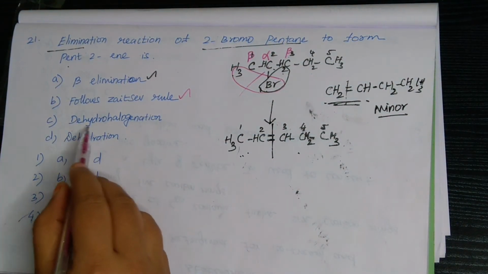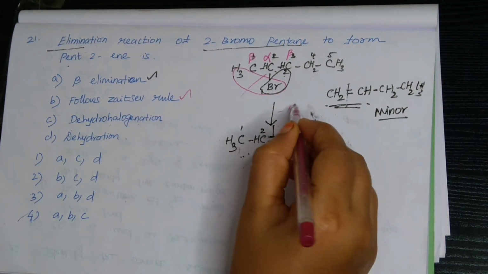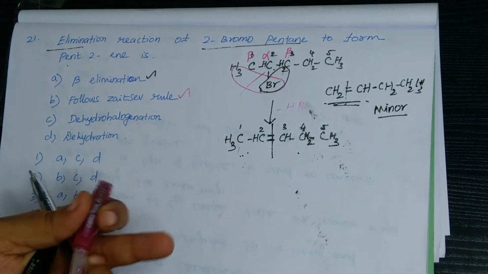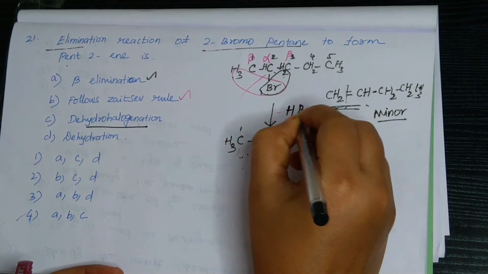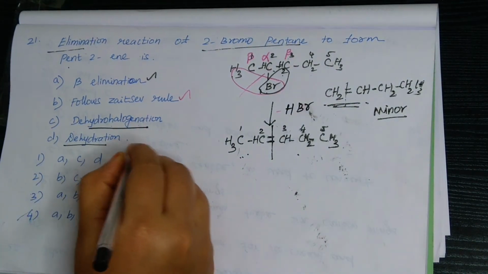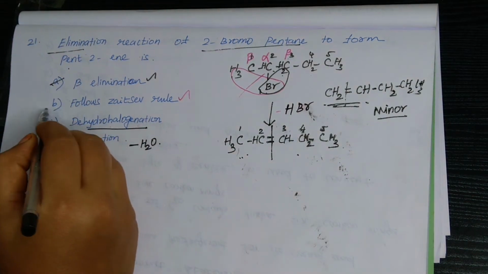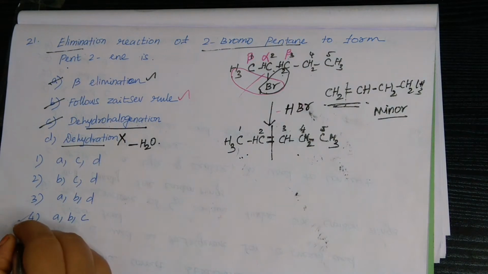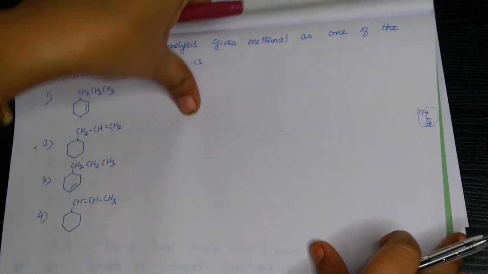Then this is dehydrohalogenation, that is, HBr is removed. What is dehydration? Dehydration is removal of H2O. So option A is correct, option B is correct, option C is correct, option D is wrong. The answer is A, B and C. Moving on to the next question.